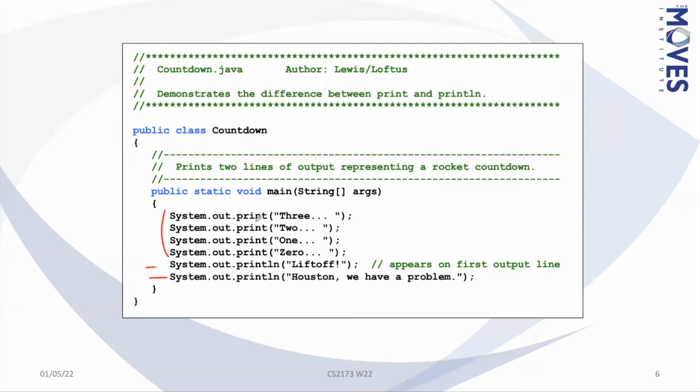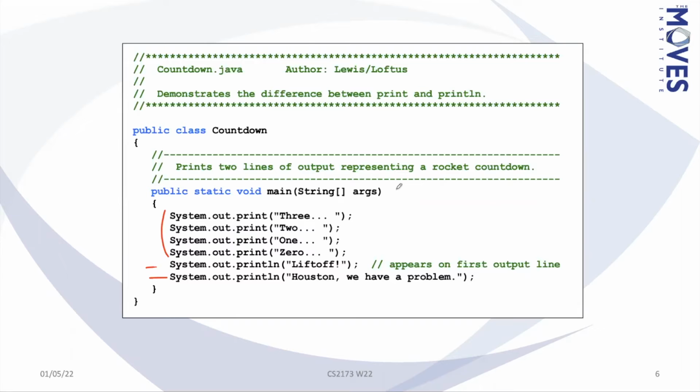Okay, so knowing what we know about print versus print line, we would predict that 3, 2, 1, 0, and liftoff will all be on the same line, but then Houston is going to be on a new line. That would be one hypothesis. Another hypothesis might be the 3, 2, 1, 0 would be on one line, liftoff would be on a whole new line, and Houston would be on yet a third line. Okay, so which one of those hypotheses is actually going to be the correct one?